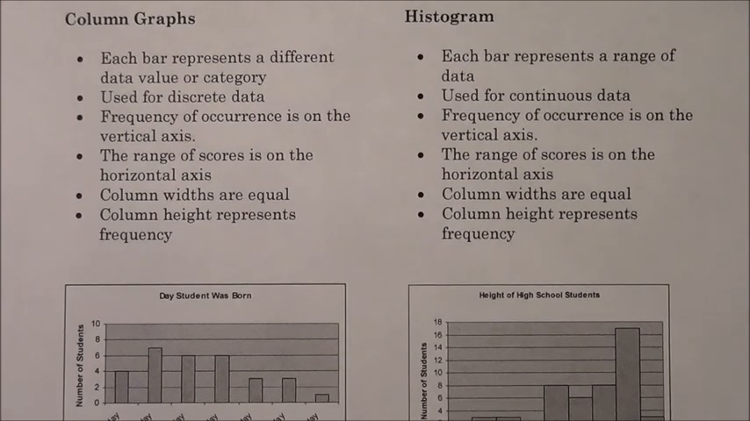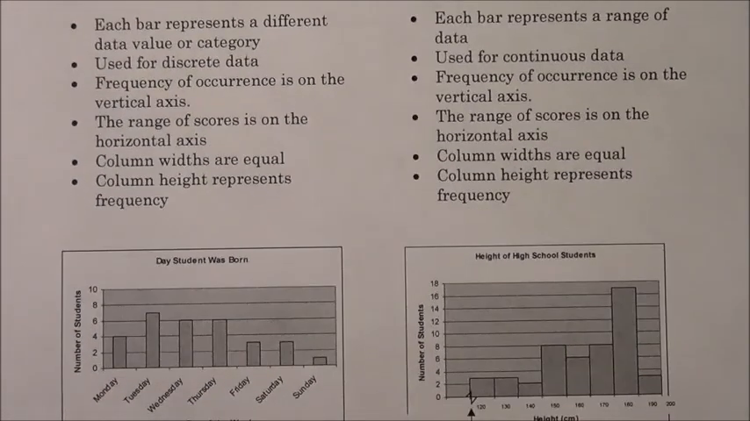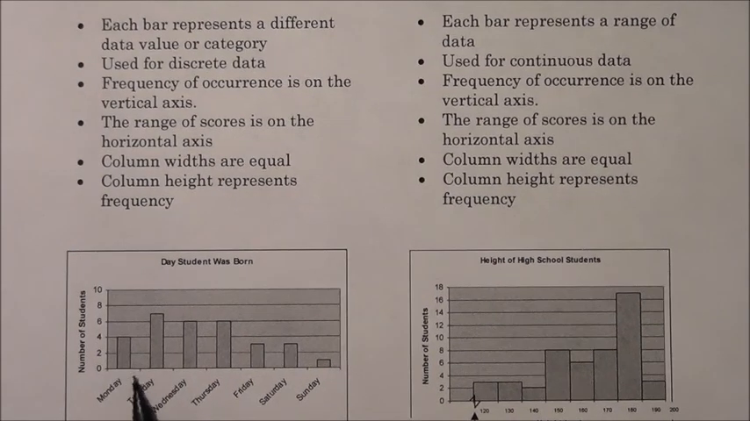Now we're going to look at displaying the numerical data, and that comes sort of on the heels of the distribution, which I showed you earlier. Tables are used to organize the data, and then the graphs are used to display the data in more of a meaningful way. So column graphs are used for categorical or qualitative data. So notice in this example, these are Monday, Tuesday, Wednesday, Thursday, Friday, Saturday, Sunday.